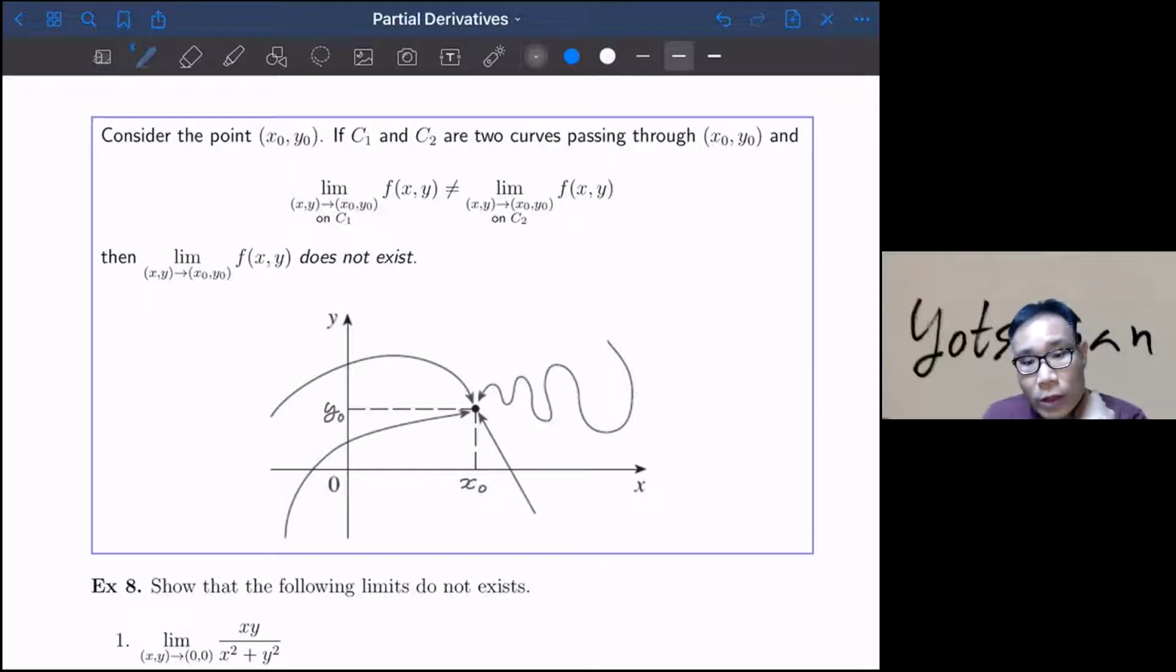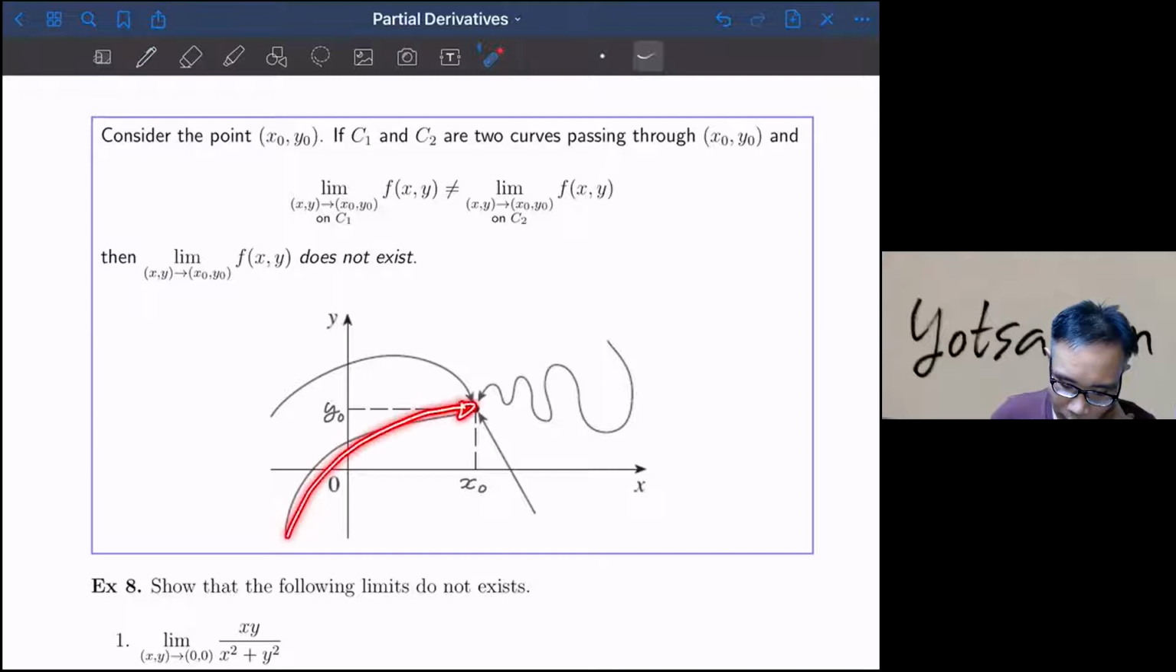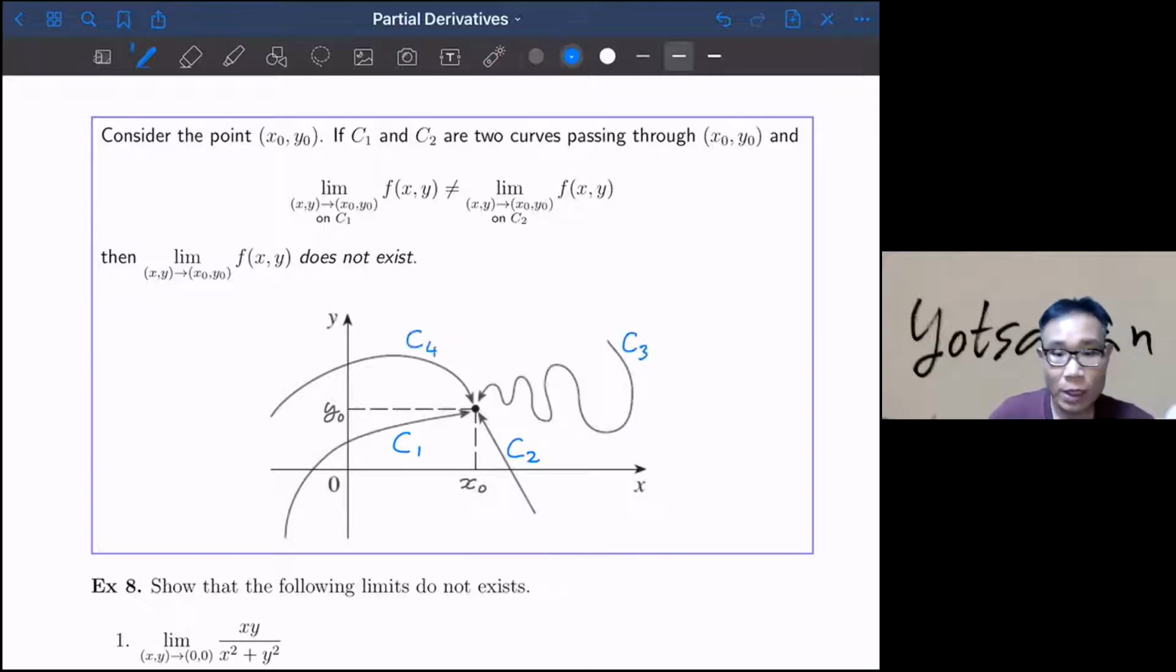So if you have the point (x0, y0) as shown in the picture, and you are going to this point along many curves, this one may be your C1, this one may be your C2, this one may be your C3, C4, and so on. So you see that you can go to this point (x0, y0) in many directions.